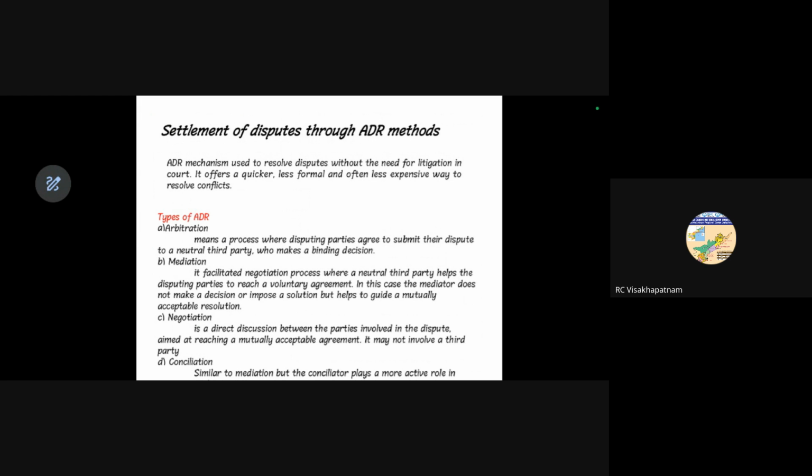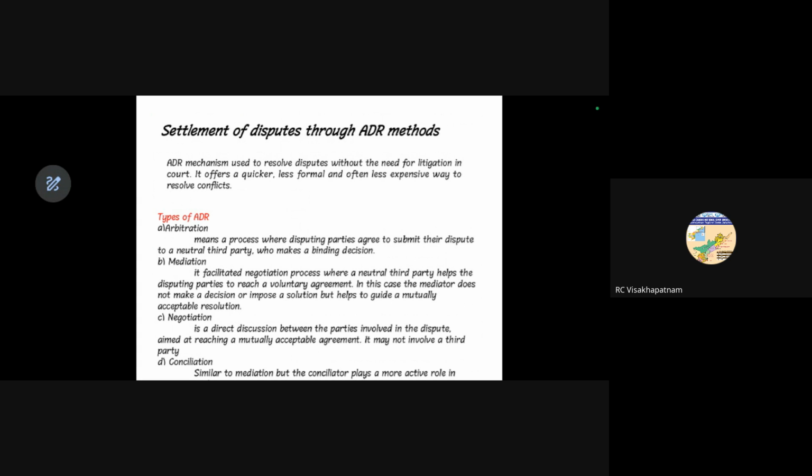So, settlement of disputes through ADR methods. What comes under ADR methods? You all know that ADR is a mechanism used to resolve disputes without the need for litigation in court. It offers a quicker, less formal, and often less expensive way to resolve conflicts. There are types of ADR methods: arbitration, mediation, negotiation, and conciliation.